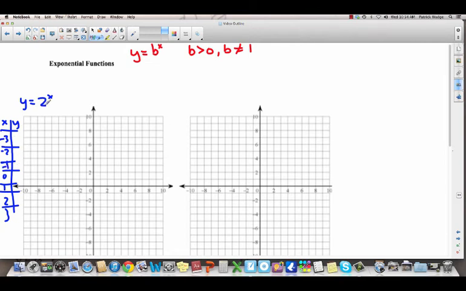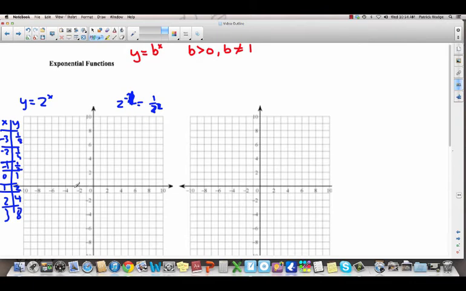Okay, 2 to the -3. Well, that's a flippin' negative, so it's 1 over 2 cubed, and 2 cubed is 8, so you get 1 over 8. 2 to the -2 is also a flippin' negative, so you get 1 over 2 squared is 1 over 4. 2 to the -1 is also a flippin' negative, you get 1 over 2 to the 1, or just 1 over 2. 2 to the 0, anything to the 0 power is 1. 2 to the 1 is 2. 2 squared is 4, and 2 cubed is 8.